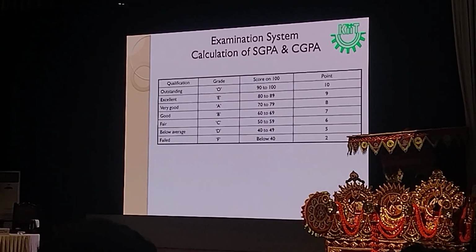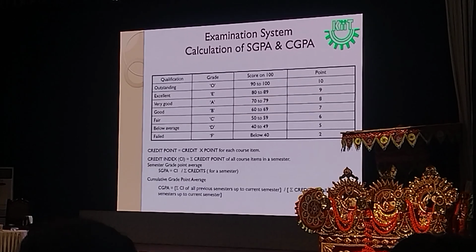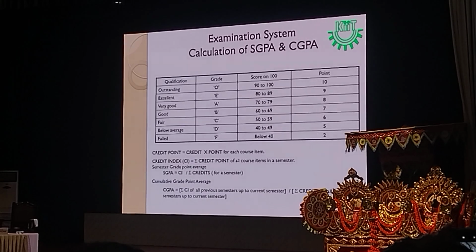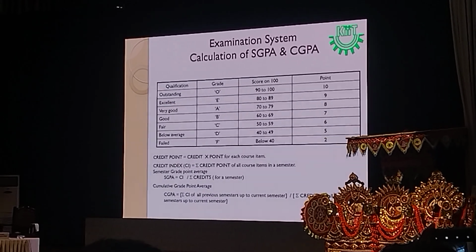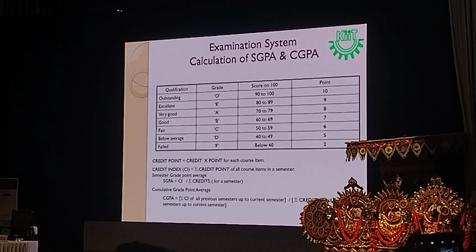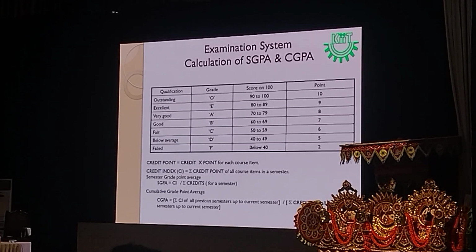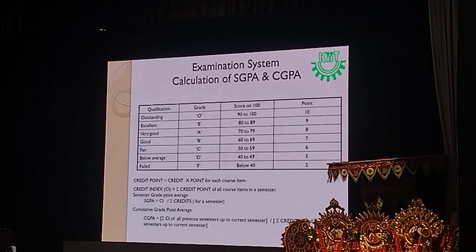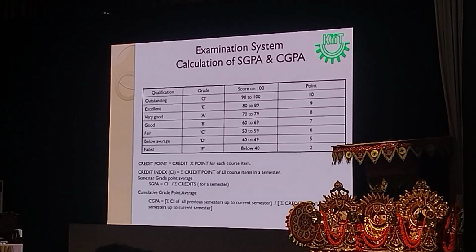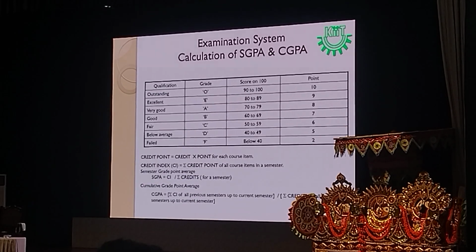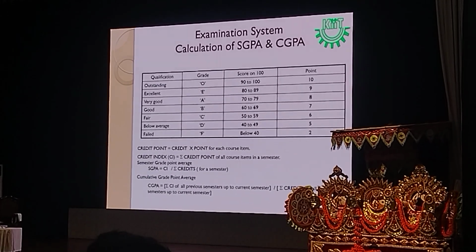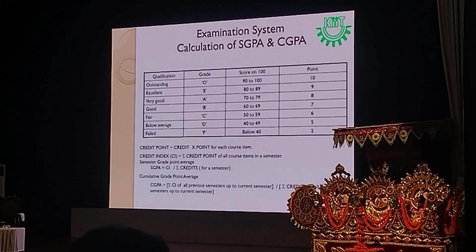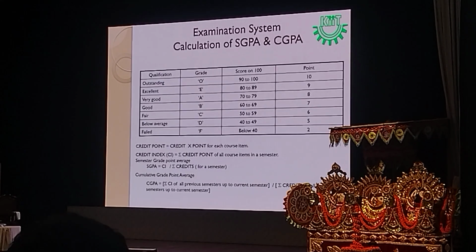This is important, that what is the grading pattern here. So in a subject, if the full mark is 100 and a student scores 90 or more, not 91, many students are confused whether 90 is O grade or 91 is O grade. Actually it is 90. So from 90 to 100 is O grade, and if a student has scored from 80 to 89, then the corresponding grade is E grade.